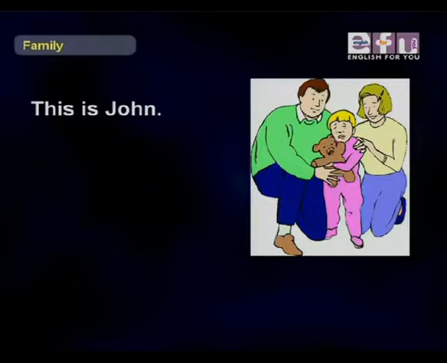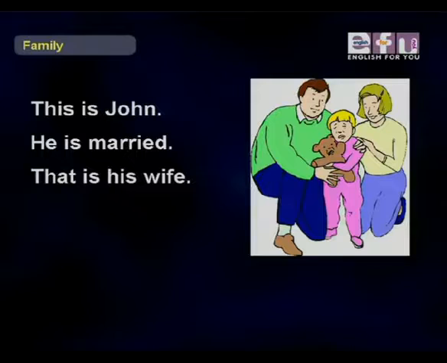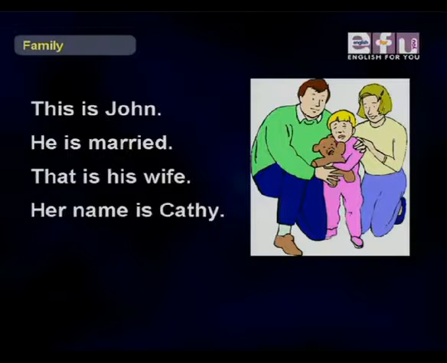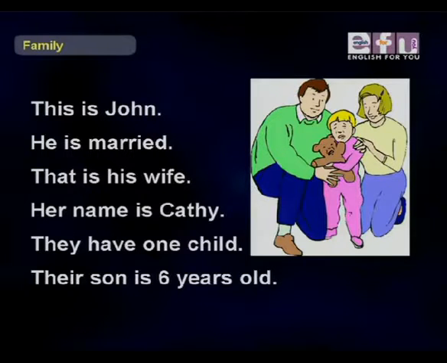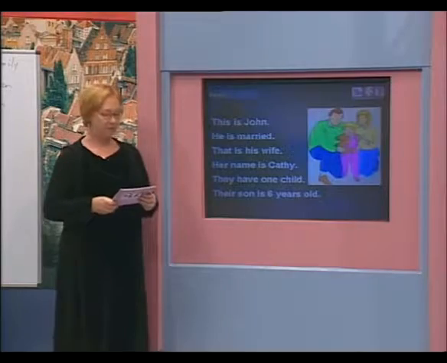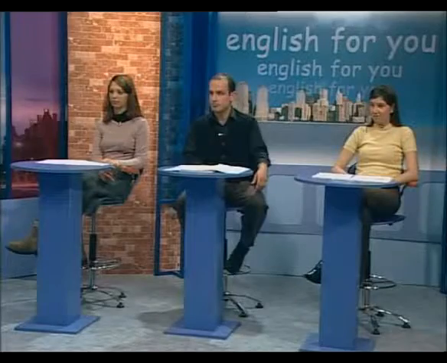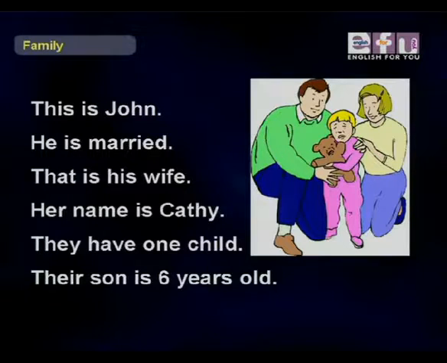Okay, now here is another picture, and here is the information about it. This is John. He is married. That is his wife. Her name is Kathy. They have one child. Their son is 6 years old. Okay, now, again, you make questions and answers. Ali, you ask Isabel. Isabel, is John married? Yes, he is. Who is Kathy? She is his wife. How old is their child? Their son is 6 years old.